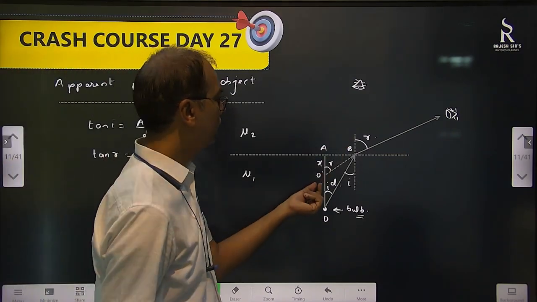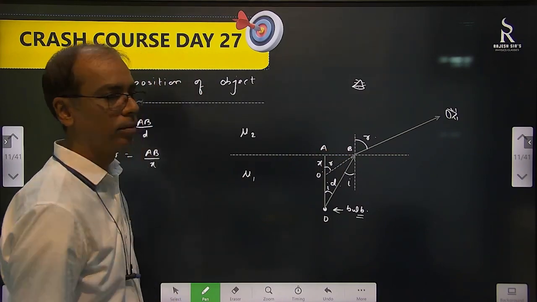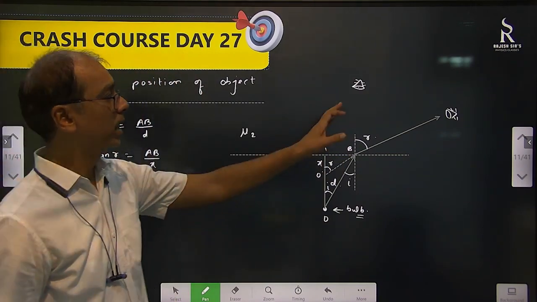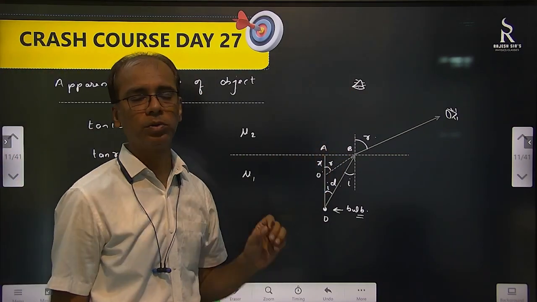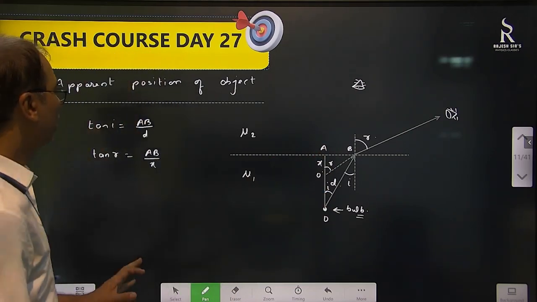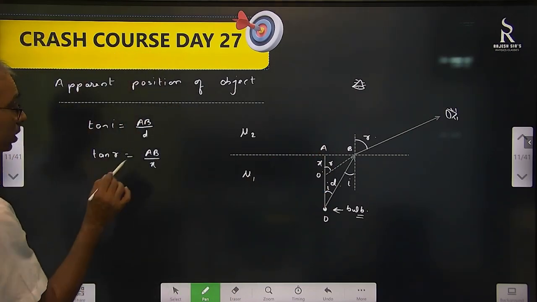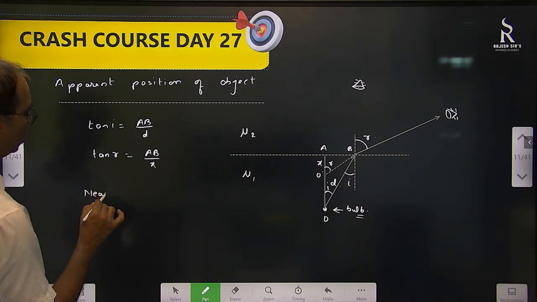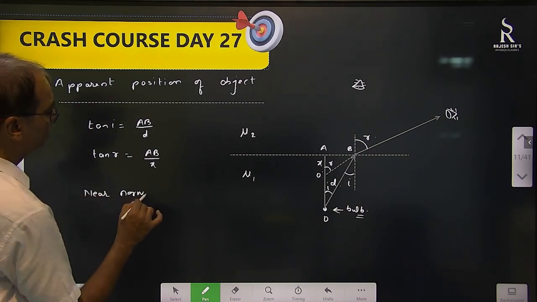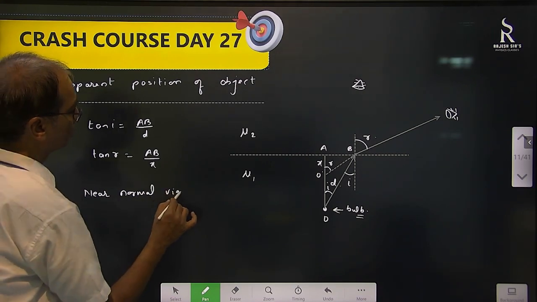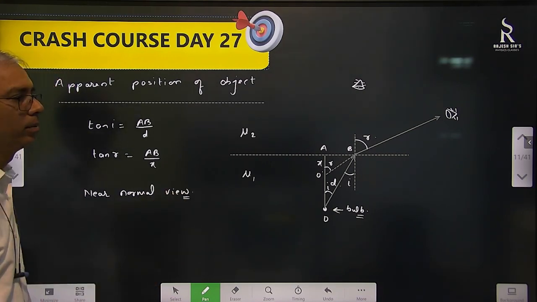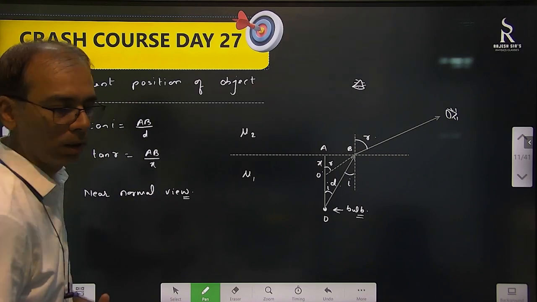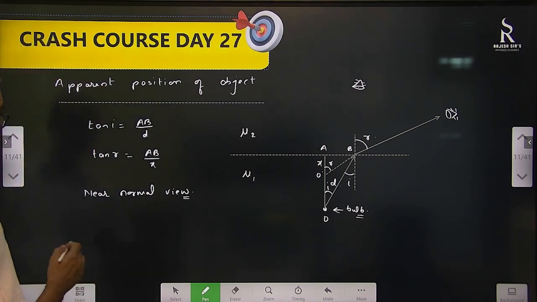AB by D and AB by X. Now since this I is very close to the normal, the angles involved will be very small. So what we are saying here is, suppose that I is near normal view, what will happen? I will be very small, so is R. I and R are small angles.